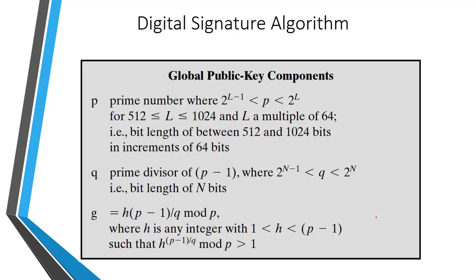Now we will see the digital signature algorithm, in which we consider the global public elements P, Q, G. Here P is a prime number, Q is a prime divisor of P minus 1, and G equals H raised to the power (P minus 1) divided by Q, mod P. So P, Q and G are the global public elements in the digital signature algorithm.